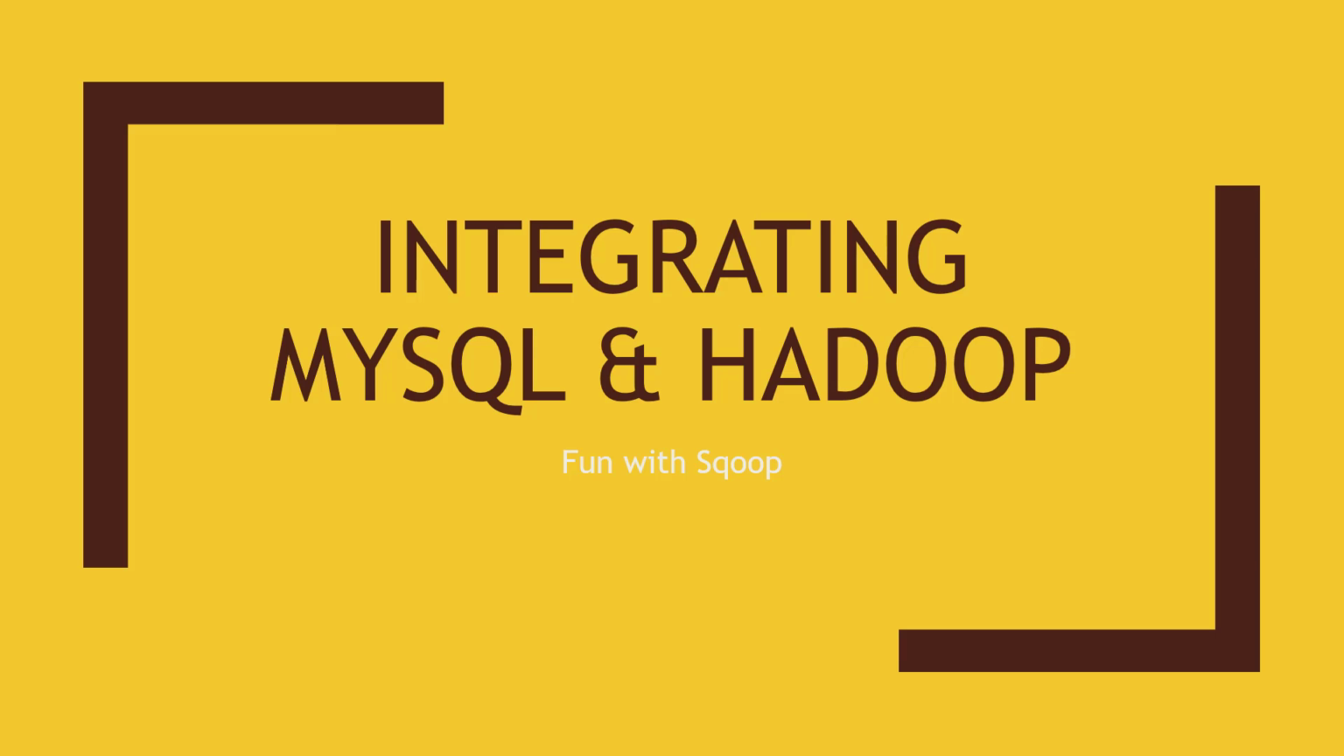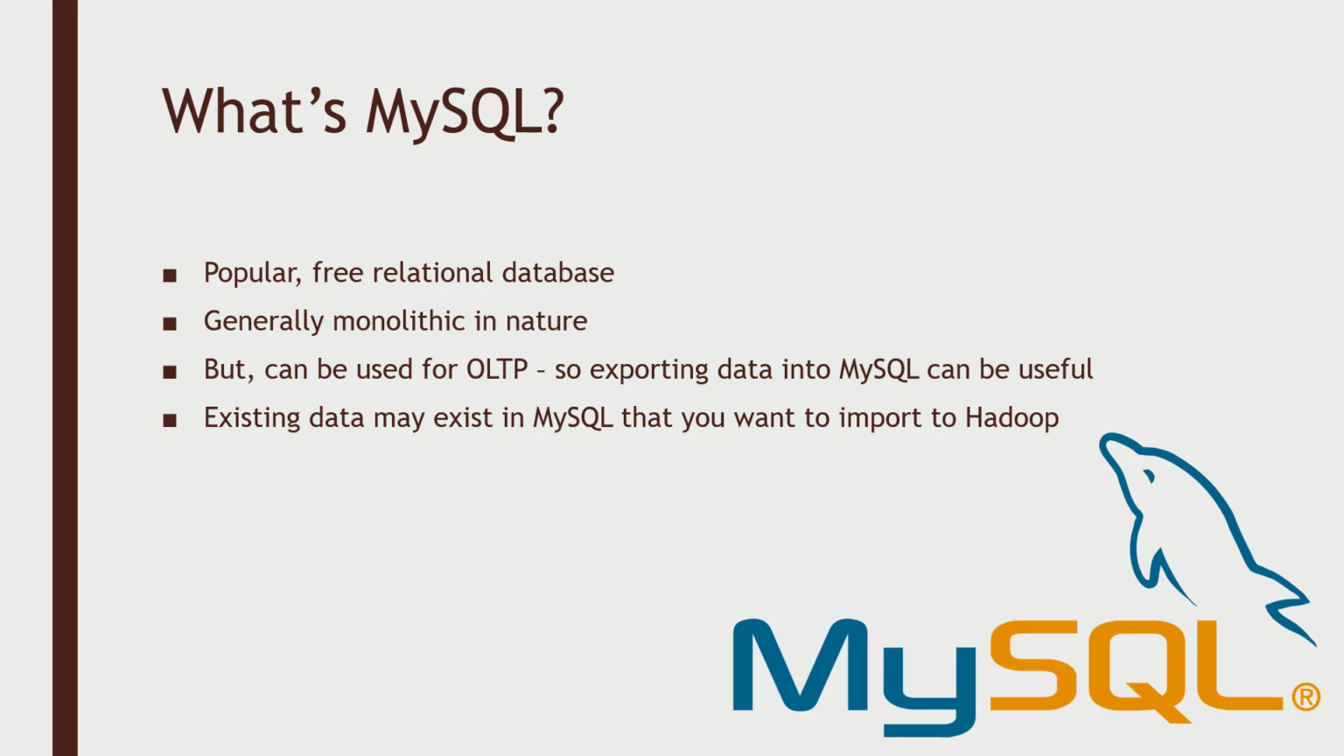Let's talk about integrating Hadoop with real relational databases. We talked about using Hive earlier, which is making a Hadoop cluster look like a relational database, but it isn't really one under the hood. However, you might have an actual relational database, such as MySQL, that you want to import or export data to or from your Hadoop cluster. And we'll talk about a tool called Sqoop, which lets you do just that.